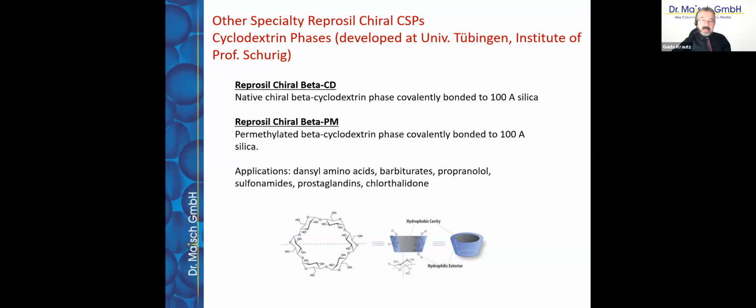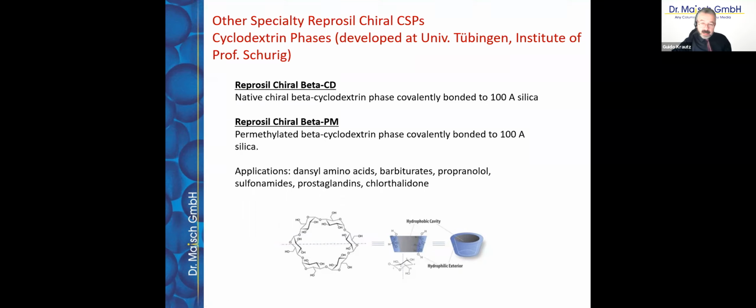Another specialty group of chiral stationary phases are cyclodextrin phases, which were developed at the University of Tübingen, which is actually very close to the village where Dr. Maisch is located. In this case, beta cyclodextrins are immobilized onto 100 angstrom silica gel. We have 2 of them, the one with the native beta cyclodextrin and the permethylated one.